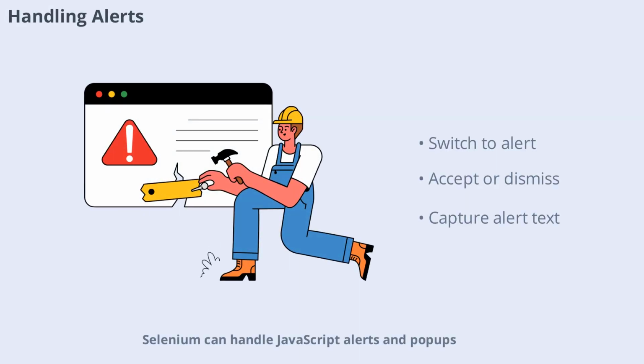Selenium can handle JavaScript alerts and pop-ups by switching the WebDriver control to the alert. You can capture the alert text, accept (OK), or dismiss (cancel) the alert. This is essential for automating scenarios where user confirmation or acknowledgement is required.